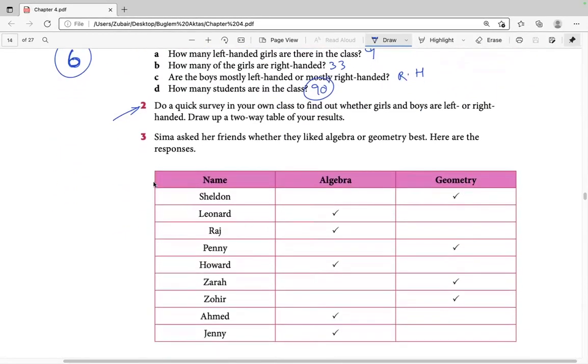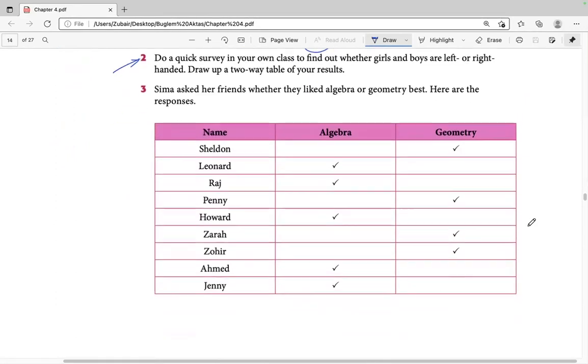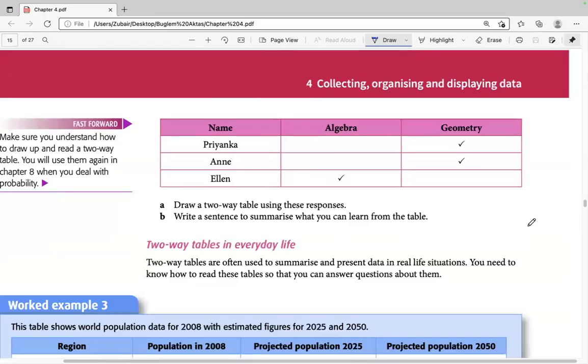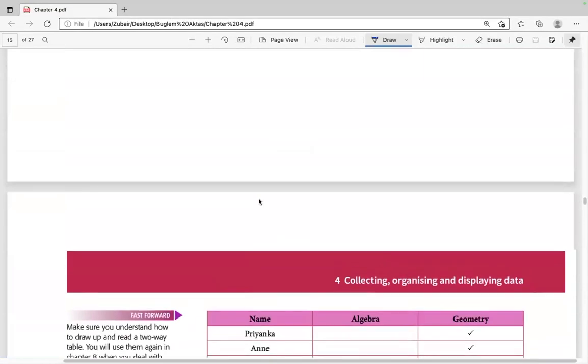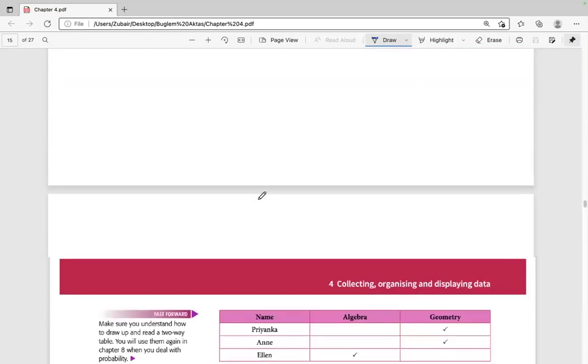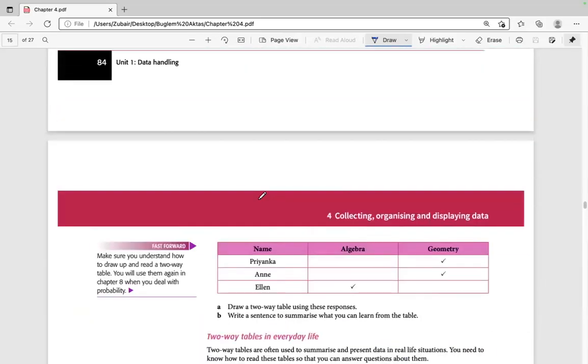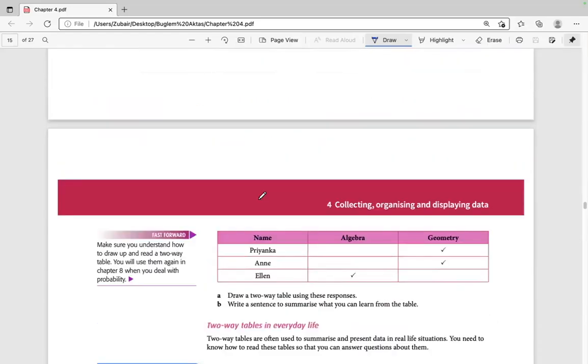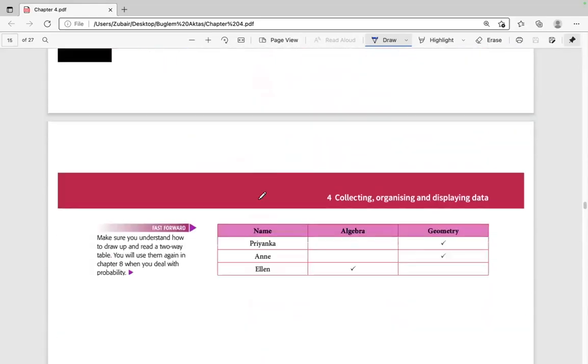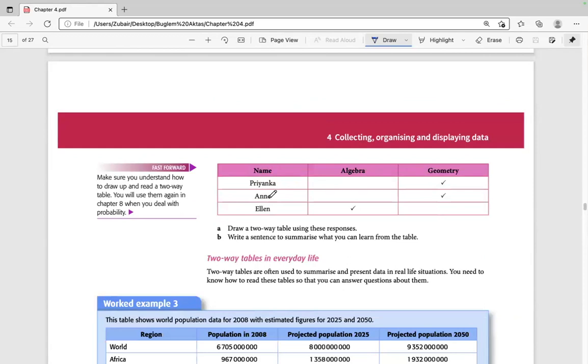Question 3. Seema asked her friends whether they liked algebra or geometry best. Here are the responses. So names, algebra and geometry. And where's the question? Okay. Draw a two-way table using these responses. Write a sentence to summarize what you learn from your table. I am thinking of considering these two only. I'm ignoring these last three, so I don't have to move up and down again and again, and we can talk about this data.